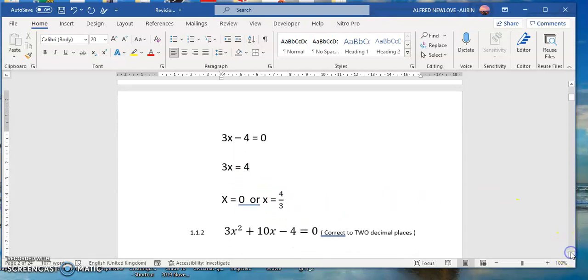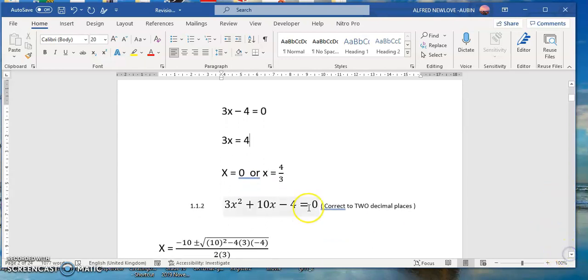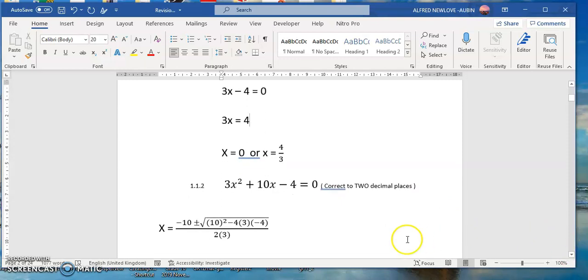Okay. Then the next question says we should solve this correct to 2 decimal places. How are we going to do that? We use the quadratic formula. And the quadratic formula, you'll find it on the formula sheet. This is our a, this is our b, and this is our c.